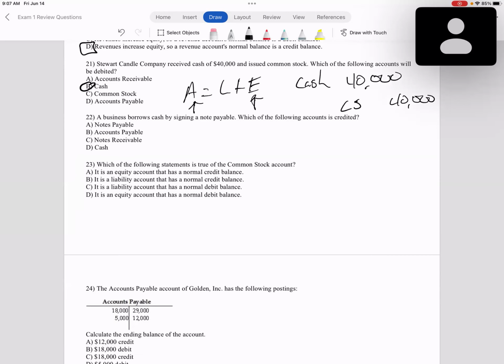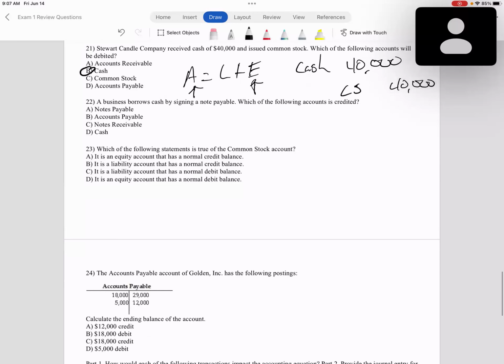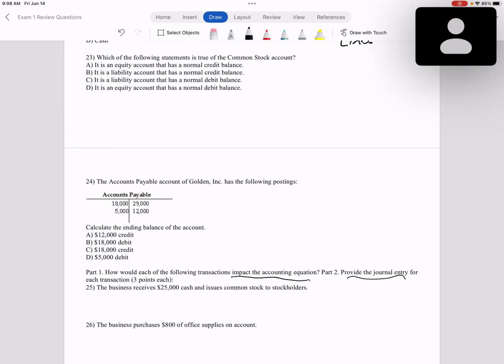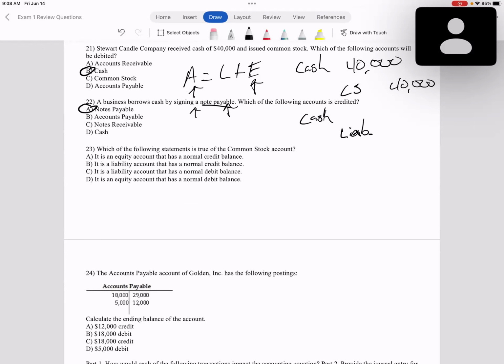A business borrows cash by signing a note payable, which of the following accounts is credited? Okay, so in this case, assets are going up, we're receiving cash. However, we owe this money to a bank, right? We have to pay it back. And so our liabilities are also going up. So think about it, we're receiving cash, and in order to increase the liability account, we credit that account. Okay. And it says it's a note, and so notes payable is the liability. It's going up.